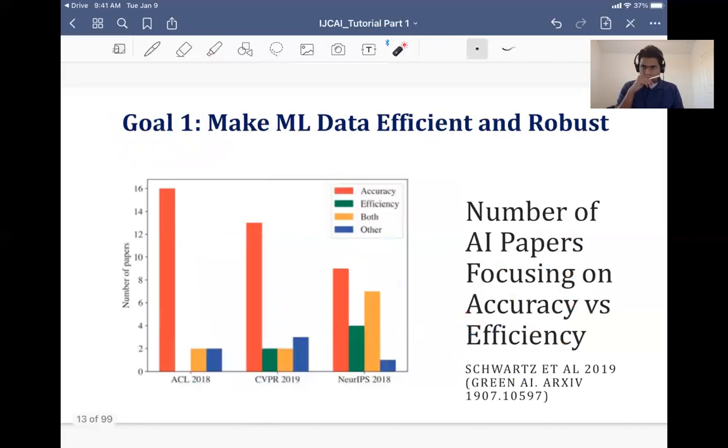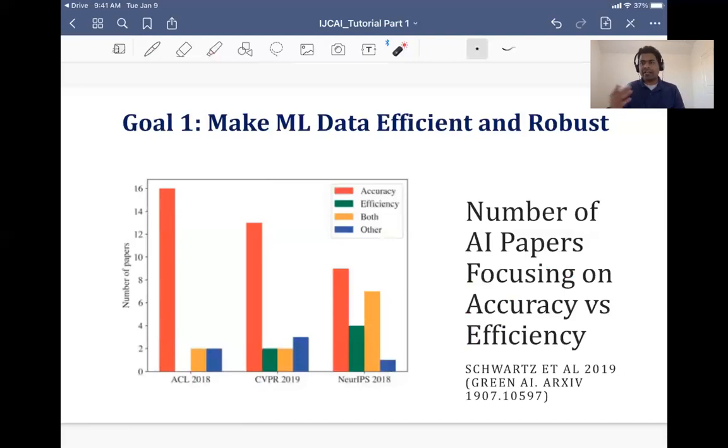All right. So the main focus of the second part of this tutorial would be the efficiency of machine learning, right? And in some sense, while this is growing, you can see that most of the papers are increasingly focusing on accuracy as opposed to efficiency, right? But there is still a growing trend where a few papers are now studying efficiency as well. And I think this is really important, right?